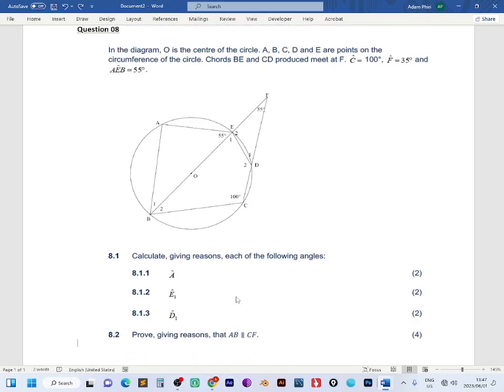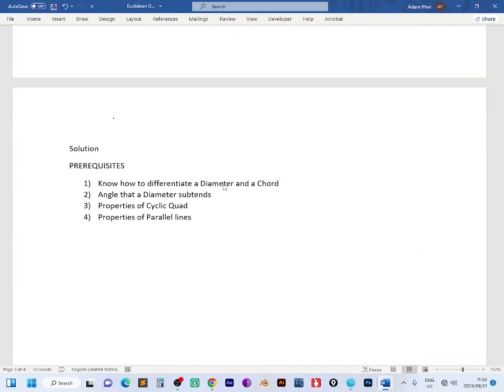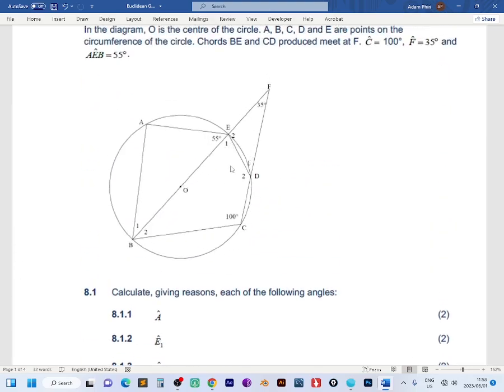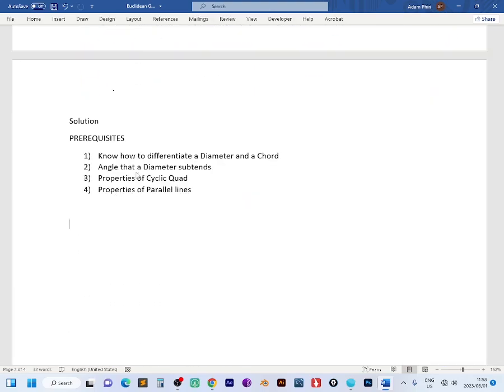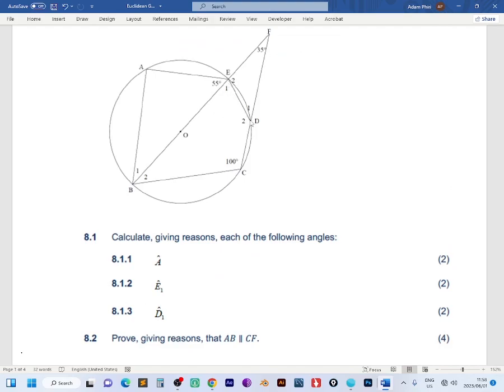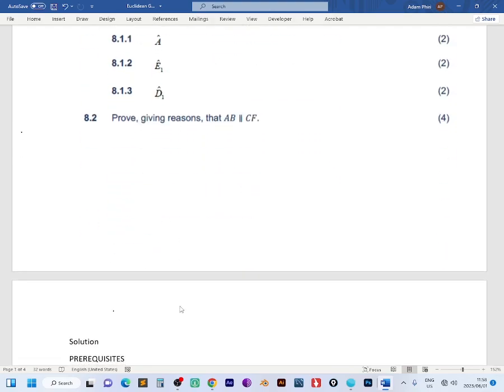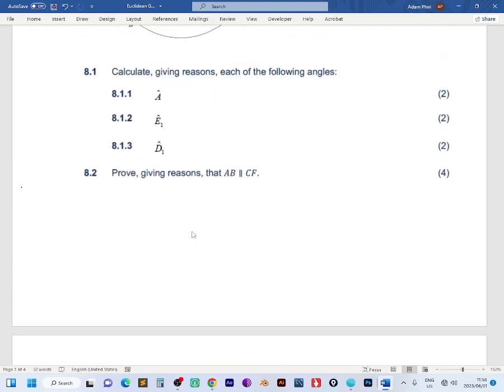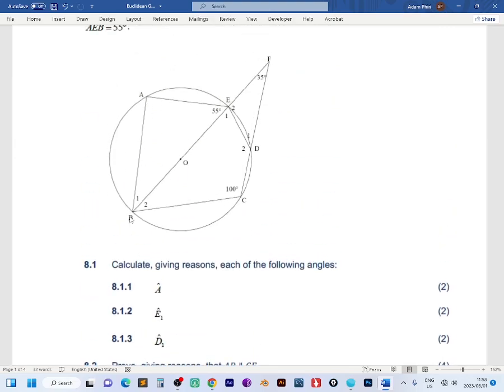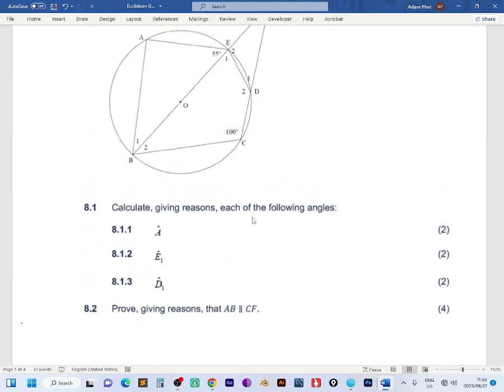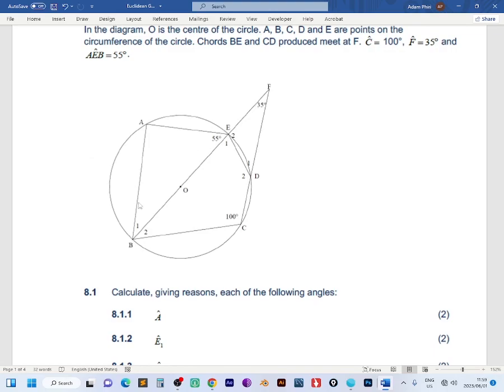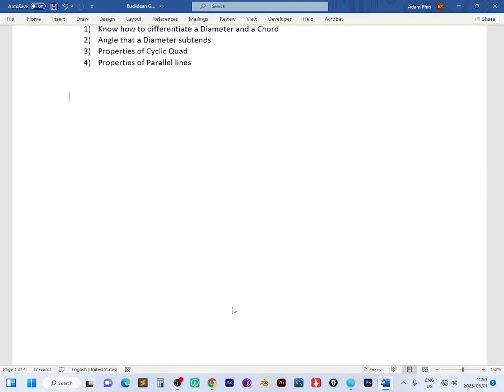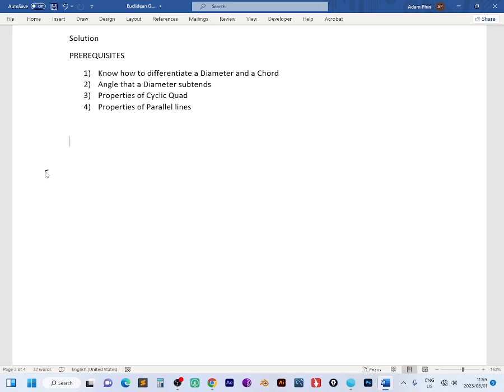Okay, so those are the questions. Question 8, as you can see in the diagram, you can pause and read. So the requirement to solve the problem is stated down below, prerequisites. You can just pause there and know all the information. So this is the information that we have as you read on from the problem. Remember to pause because I'm just trying to make it fast so that it doesn't consume much of your data.